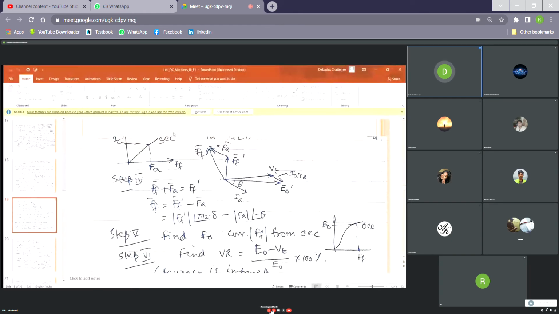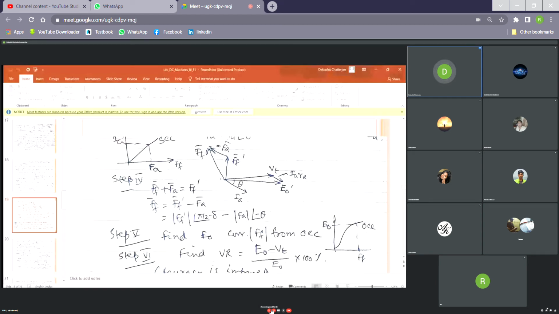So now, if you know this, you know FF dashed, whose magnitude I told is known, pi by 2 minus delta, and FA, the armature MMF magnitude, is known from the short circuit characteristics. The phase is the armature current phase; the phasor location is the same as the armature current. So now if you make minus FA, from the plot, minus FA is in the opposite direction. So FF dashed minus FA gives you FF.